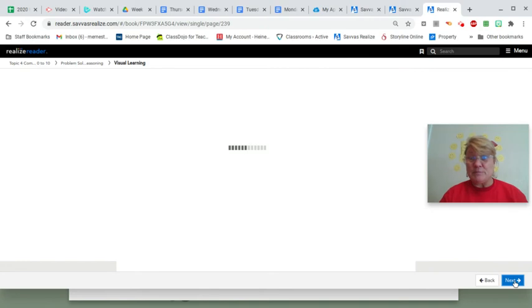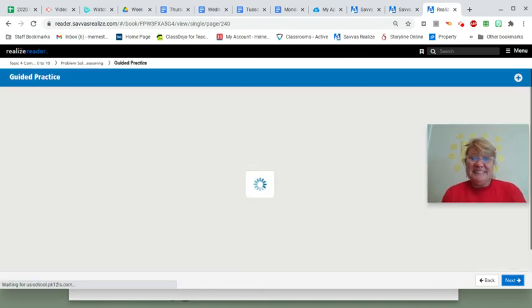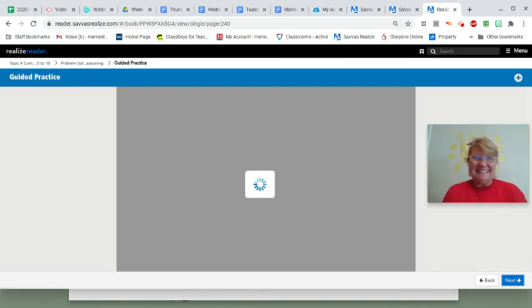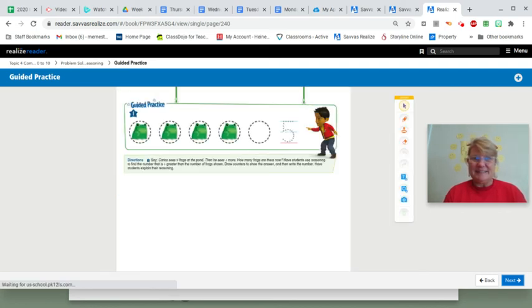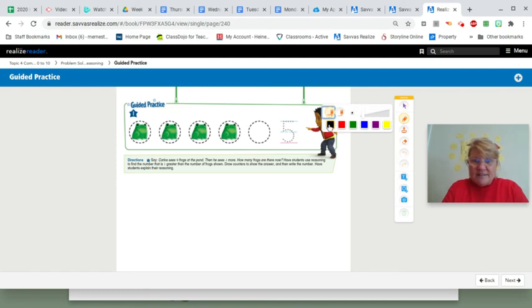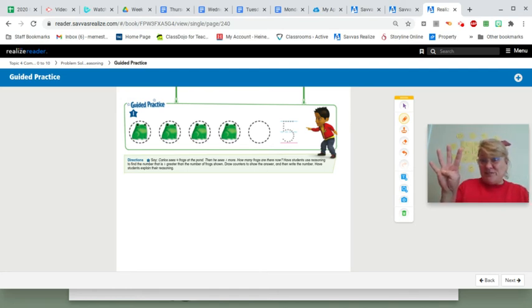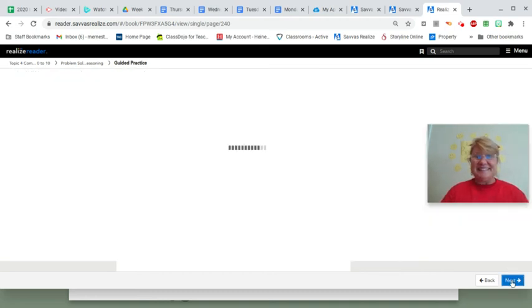All right, let's go to the next page and do some problem solving on our own. Okay, we have, get my pencil ready. 1, 2, 3, 4 frogs. If I add one more frog, how many will I have? We could say 4, and the number after 4 would be 5. Good work. Go ahead and draw a frog in this little tiny spot while I load the next page.